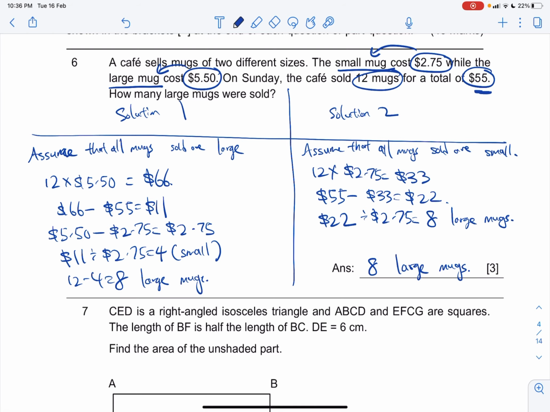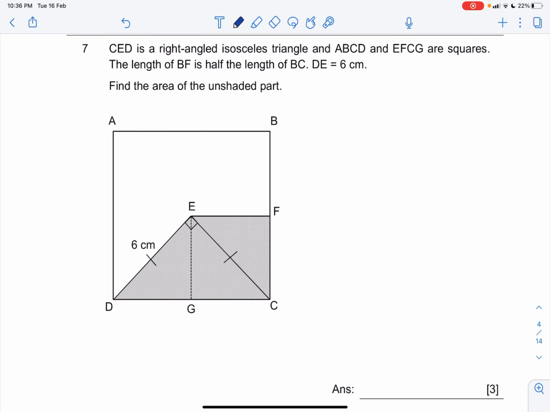Okay. Question 7. So we have C, E, and D. This triangle here is an isosceles triangle with a right angle, and ABCD and EFCG are squares. The length of BF is half the length. I'm just going to erase this to make things clearer. So we need to find the area of the unshaded part.